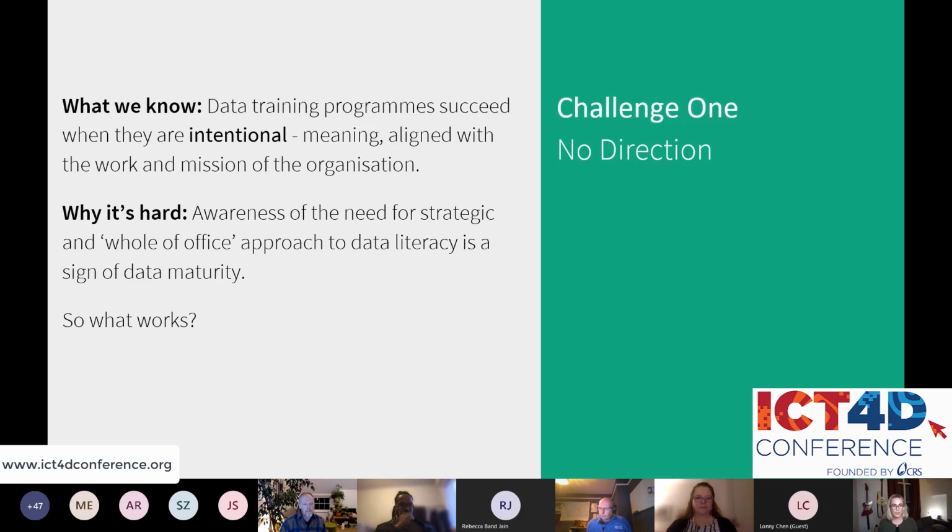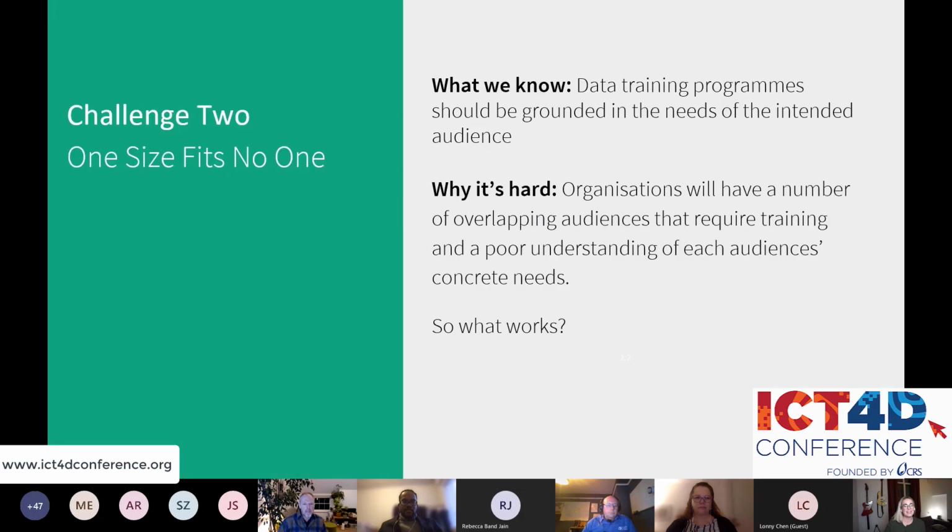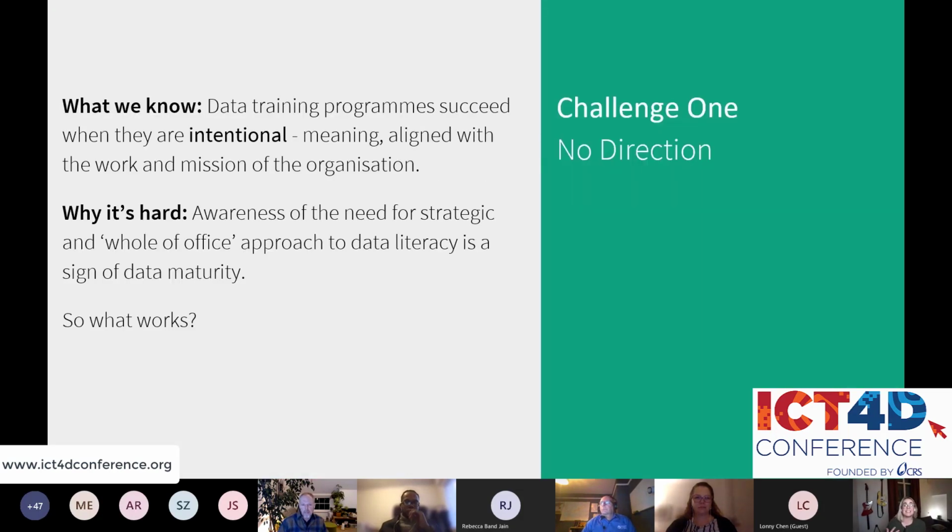And the way I frame this first challenge is, something that we've learned over the years as people doing this work is that for data programs to succeed, they need to be intentional. For me, this means they need to be aligned with the work and the mission of the organization that is receiving that type of training, or where that training is happening. And I see often this kind of non-directional training where we're plugging holes, or something comes up and we do something here. So there's no strategy behind that training. And of course, I appreciate that there are a lot of reasons why this is hard. One of the reasons is that the awareness of this need for a strategic whole-of-office approach to data literacy is in itself a sign of data maturity within an organization.